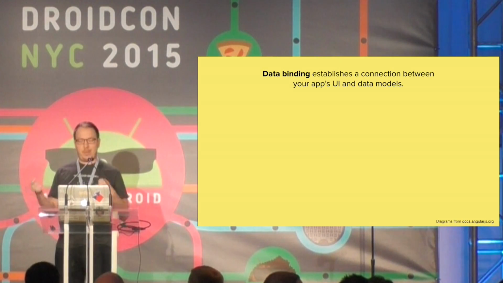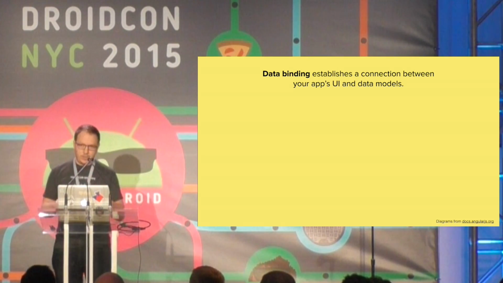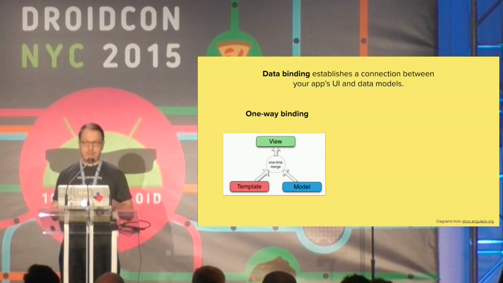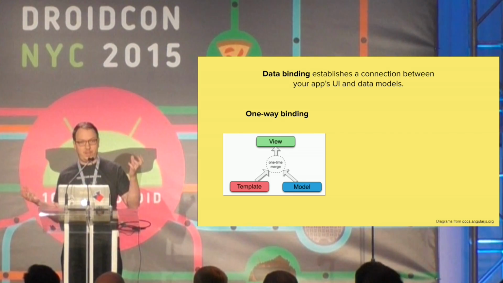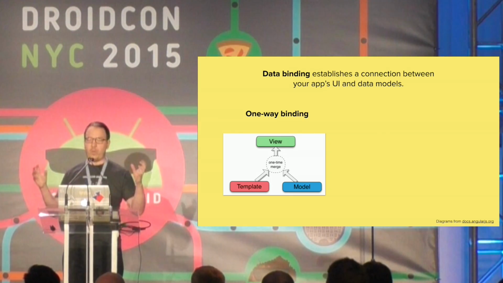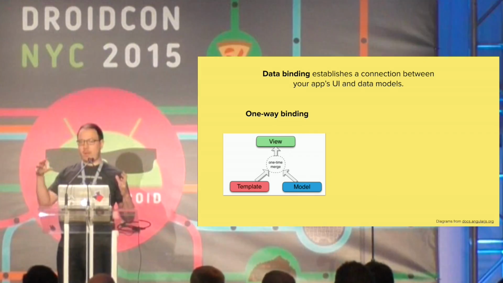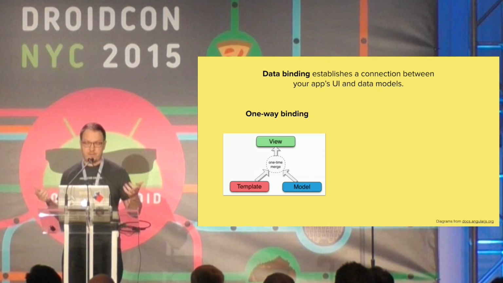Data binding establishes a connection between your app's UI and its data models. There are two traditional types of data binding that we've seen in the past. The first one is one-way binding, in which you take your template, which is your XML layout, and your data model, and then a one-time merge is performed, and automatically the data model is bound to the template, and it creates a view that represents your application's user interface.